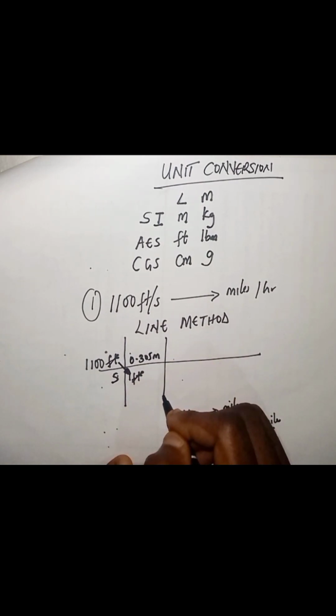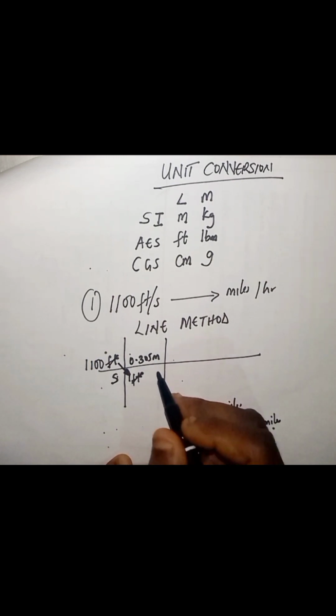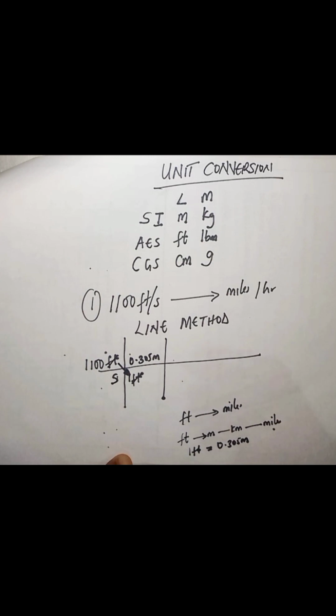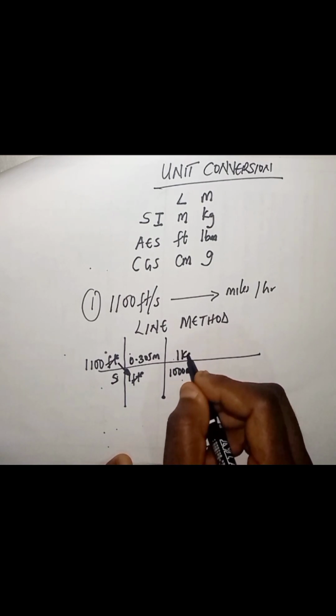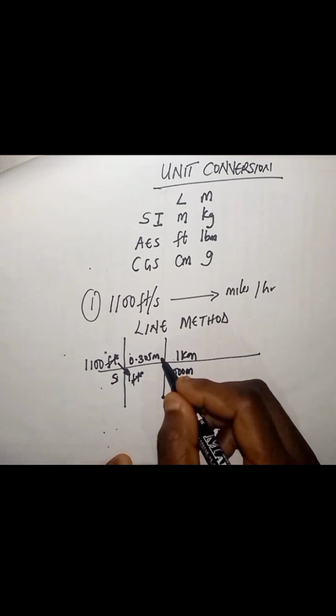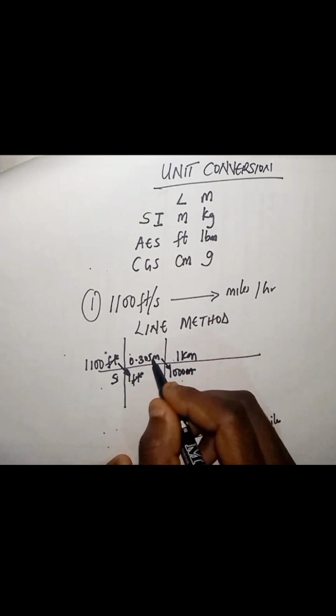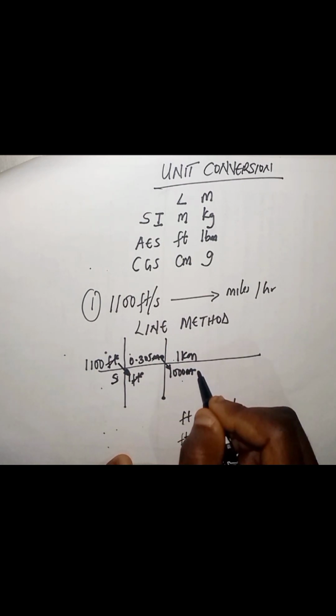And draw your line. So we have our meters, but meters is not what we want. We want to express it in kilometers. So we have to know the equivalent between meters and kilometers, and we know that 1,000 meters is equivalent to 1 kilometer. Remember, the units you want to cancel out should be diagonal to one another, so they can easily cancel out.